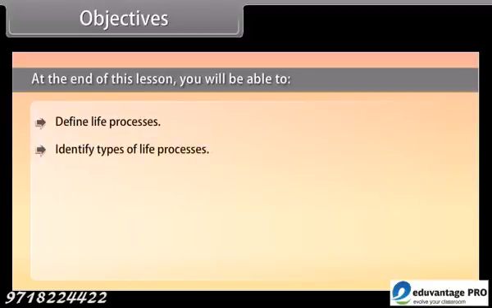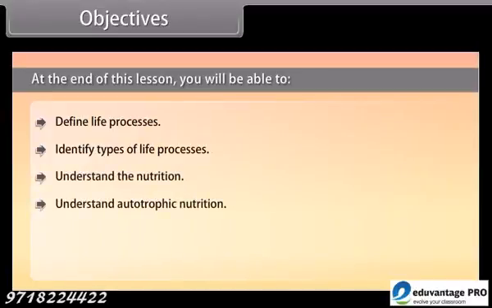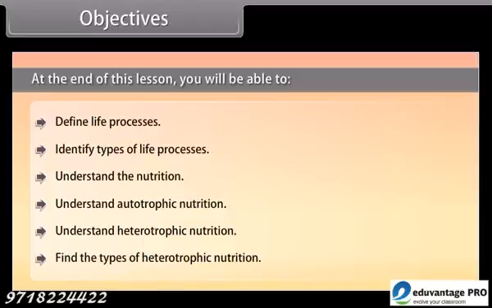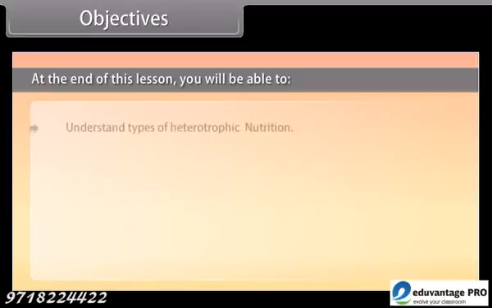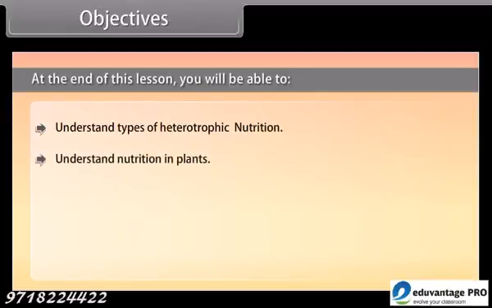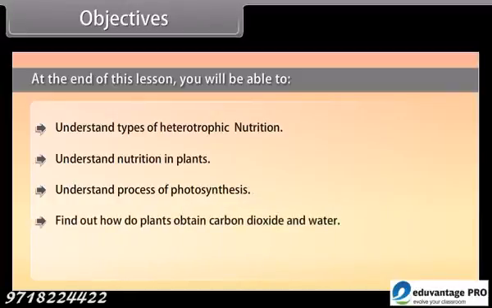Objectives. At the end of this lesson, you'll be able to define life processes, identify types of life processes, understand the nutrition, understand autotrophic nutrition, understand heterotrophic nutrition, find the types of heterotrophic nutrition, understand nutrition in plants, understand process of photosynthesis, find out how do plants obtain carbon dioxide and water, and understand significance of photosynthesis.